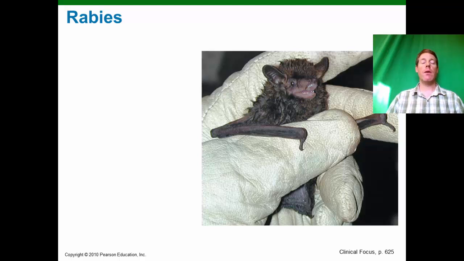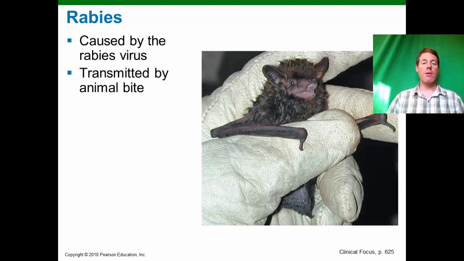All right, now the second viral disease I want to mention is rabies. Rabies is caused by the rabies virus. It's transmitted by animal bites, that's bites by non-human animals to humans. Thus, this disease is an example of a zoonosis carried by a non-human animal.